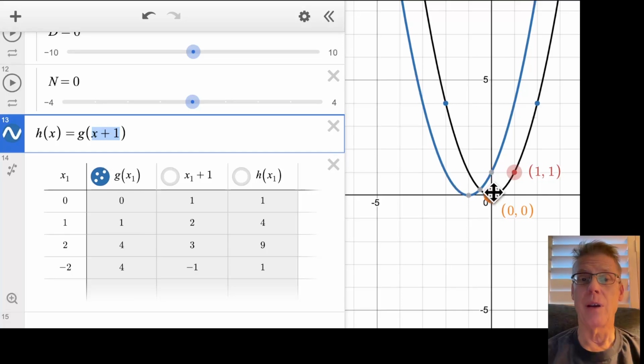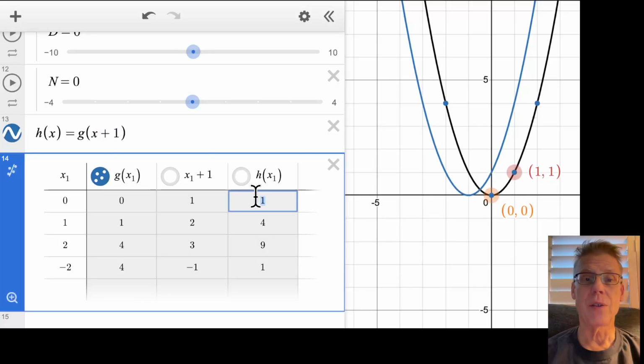So when I'm looking over here, I go, okay, so X is 0, add 1, now it's 1. Then I look for what G does, and G takes 1 to 1. So my original input was 0, then I added 1 to that, and then it got squared, and it's 1. And that tells me what's the y for h of x when x is 0. So I've got this ordered pair 0, 1, which is right there.